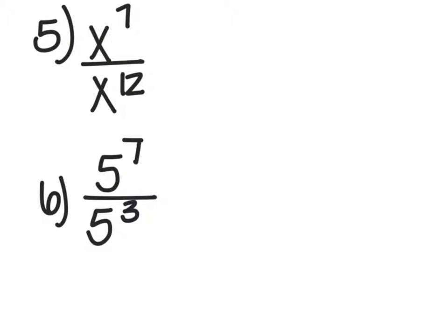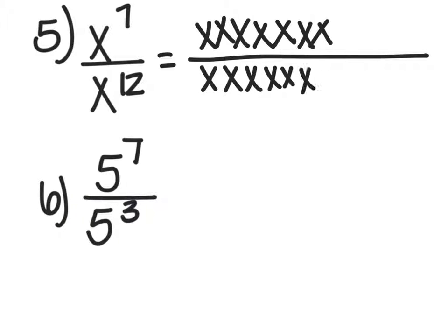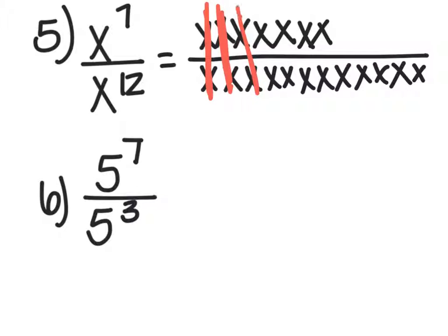So number 5 and 6 I'm going to do a little bit differently because I want to remind you of what this really means. So if I have x to the 7th divided by x to the 12th, that means I have 7 x's on top and I have 12 x's on bottom. And if I have the same thing on top and bottom, I can start canceling stuff out. So I can cancel out these x's, this pair and this pair and this pair and this pair and this pair and this pair.